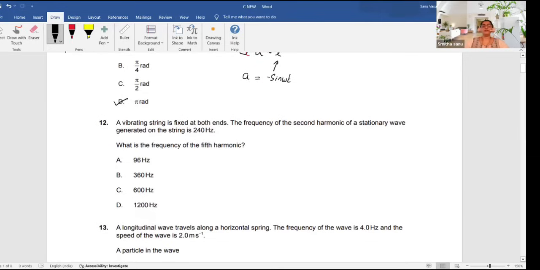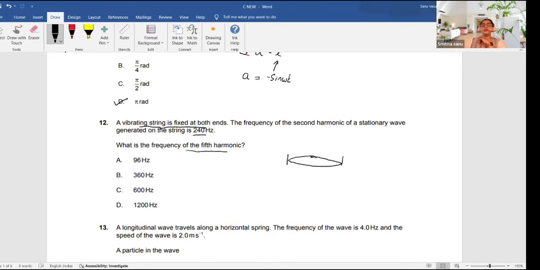Going to the next sum. A string which is vibrating at both ends. The frequency of the second harmonic of a stationary wave generated in this string is 240. What is the frequency of the fifth harmonic? So for this, you have to understand when the string is attached at both ends, you have nodes at the two ends where it is attached and an antinode in between.